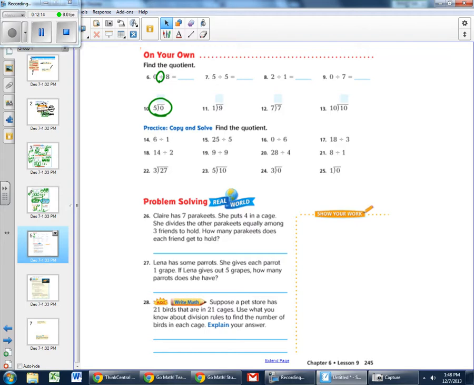Let's go ahead and skip down and look at the problem solving 26 through 28. They gave us just a little bit of white space today. If you need to draw some of these out, then grab a piece of recycled paper and we'll just staple it to your page when you're done. Number 26. Claire has 7 parakeets. She puts 4 in a cage and divides the other 3 parakeets equally among 3 friends. So a 2-step problem here. Okay? So she has 7 parakeets and puts them in 4 cages. So we're going to draw 4 cages.